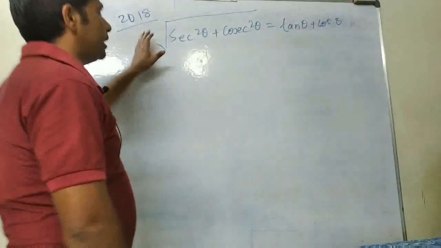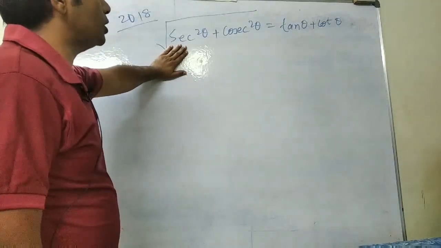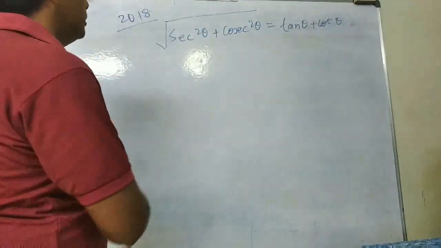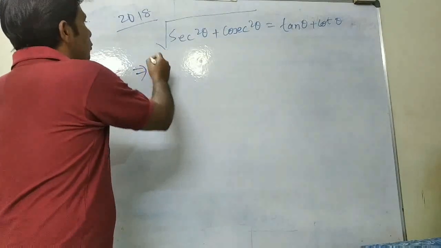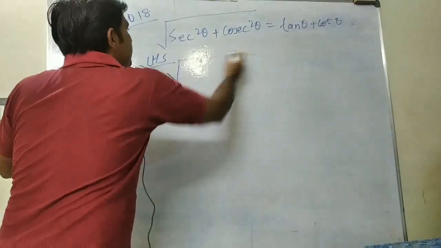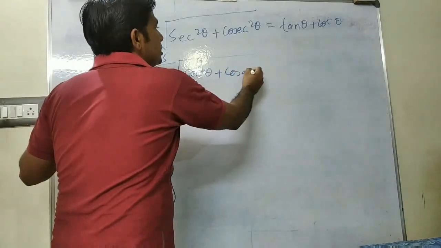Now we are going for the third question of 2018. Under root of sec square theta plus cosec square theta is equal to tan theta plus cot theta. So how will we solve? We will go from the LHS side. So the question is sec square theta plus cosec square theta.